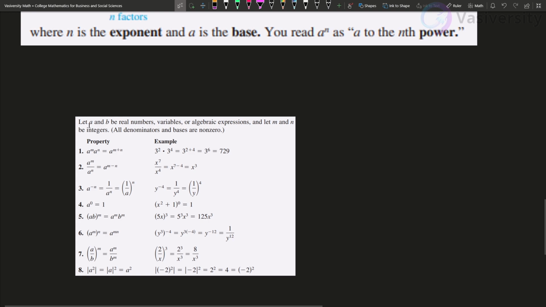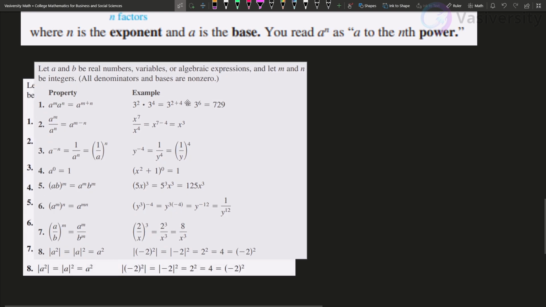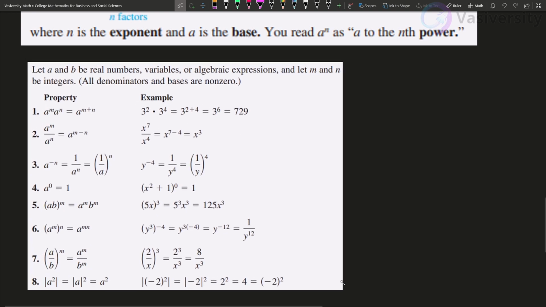So here would be an example. And properties. So once again, let a and b be real numbers, variables, or algebraic expressions, and let m and n be integers. All denominators and bases are non-zero. This is very important. So, a few of the properties of the exponent.